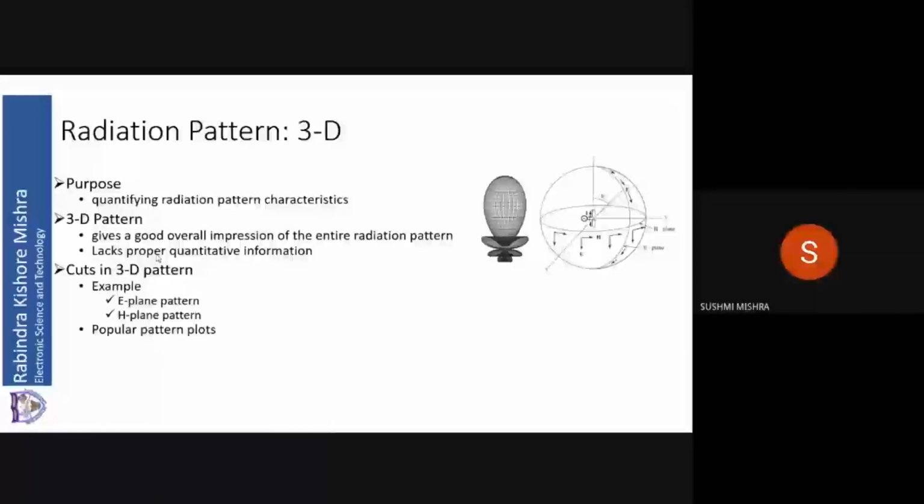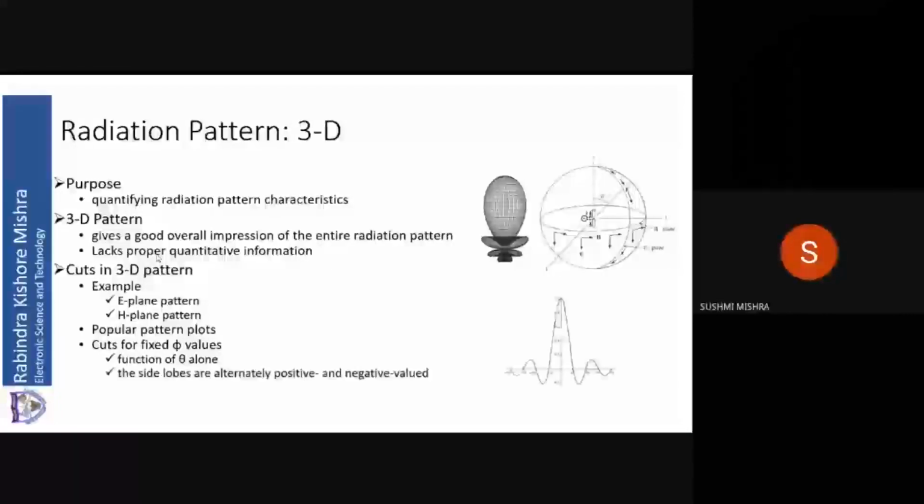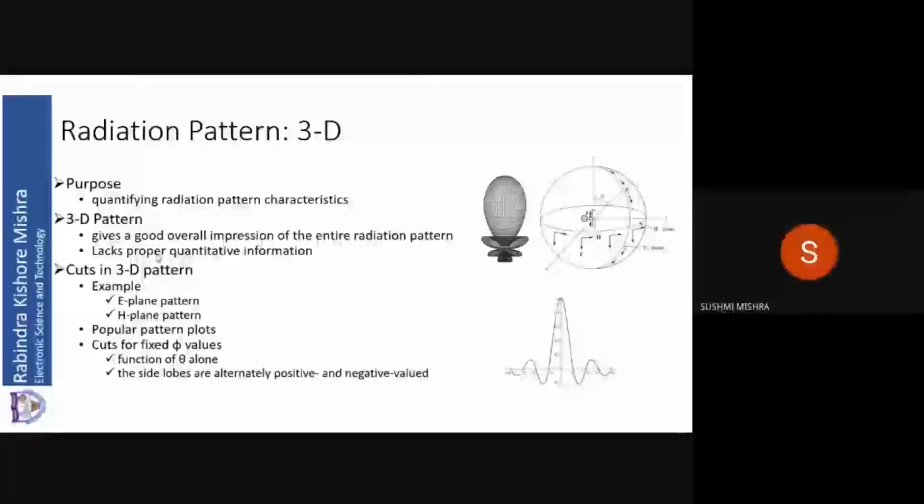Some of the popular pattern plots are the E-plane pattern and H-plane pattern. For that, we have chords. If I have a chord for a fixed phi value, it becomes a function of theta alone. Then, in that case, the side lobes are alternatively positive and negative values. You can see this in the right hand side picture.